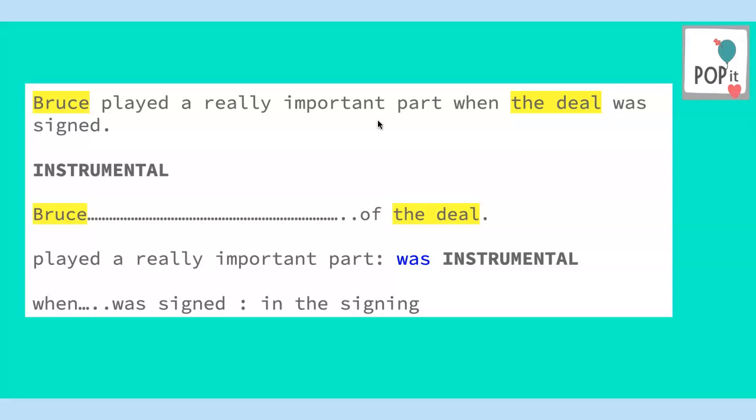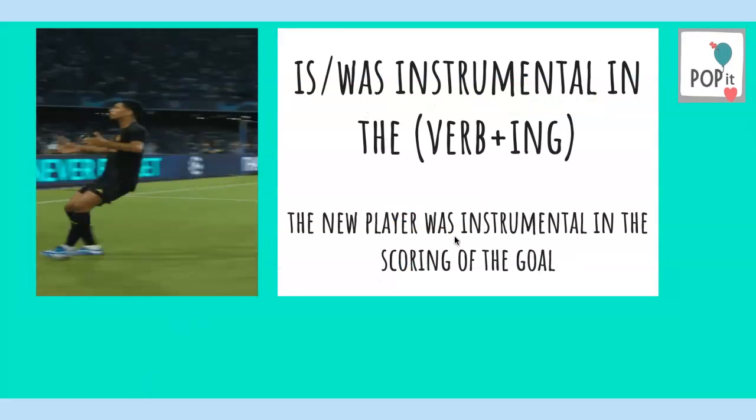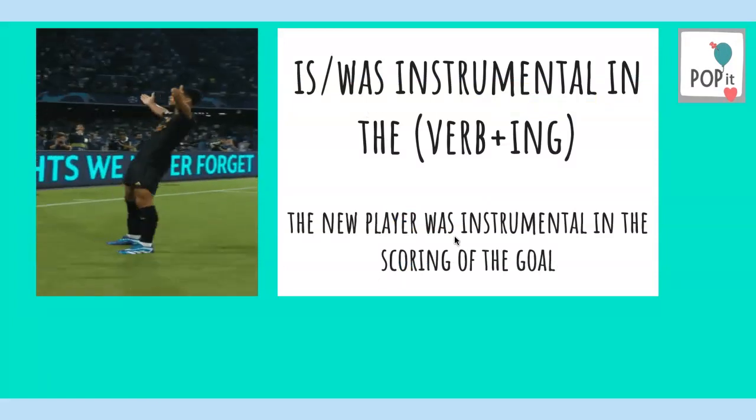As you know, this exercise counts double, okay? Because if you have part of it that is correct, you're going to have 1 point. Okay, if both are correct, 2 points. Bruce played a real important part is the same as was instrumental. And then the second part is that you know that in instrumental you have to use an ing form. So the final sentence would be Bruce was instrumental in the signing of the deal. So the new player was instrumental in the scoring of the goal.